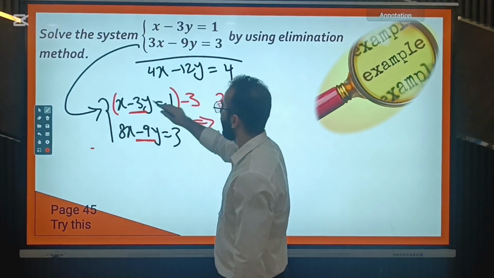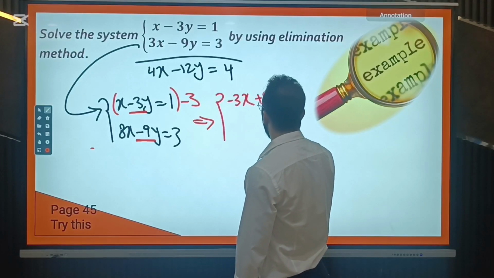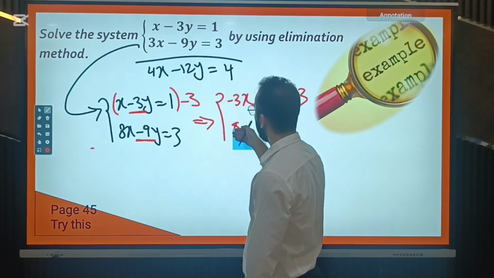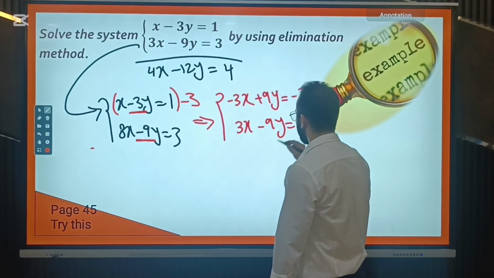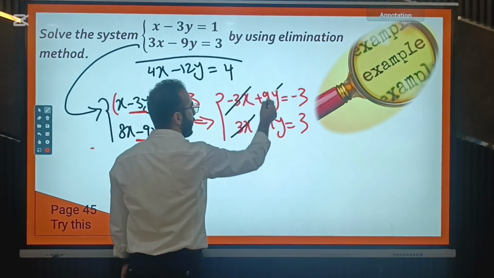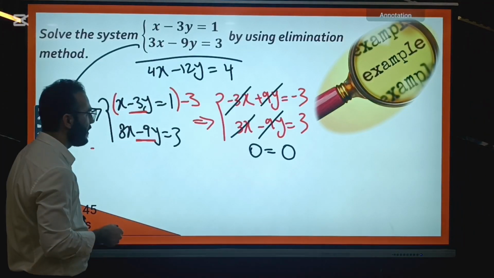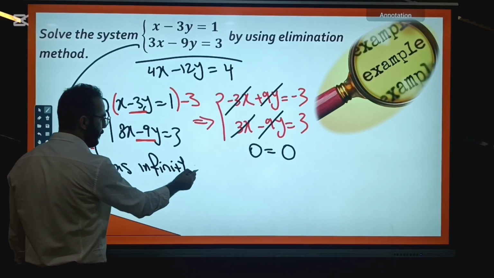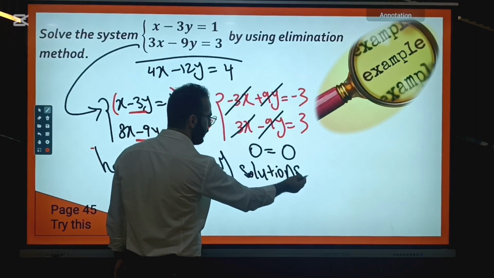Let's see what we are going to get. Negative 3 times x, negative 3x. Negative 3 times negative 3, positive 9y equals negative 3 times 1, negative 3. Perfect. And rewrite the second one: 3x minus 9y equals 3. The same story as the previous one. Negative 3x kills this one, 9y will kill this one, 0 will remain. 3 minus 3, 0. Since we got 0 from both sides, we are going to say that our system has infinitely many solutions. That's it.